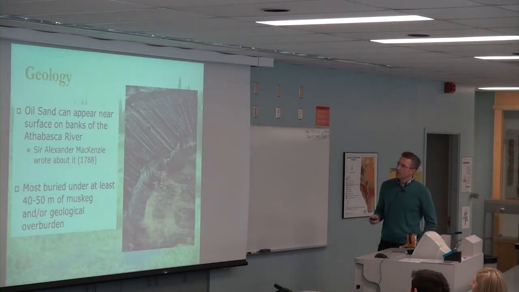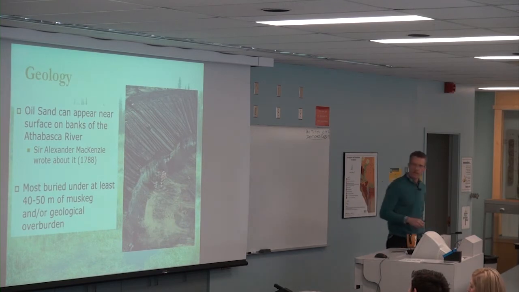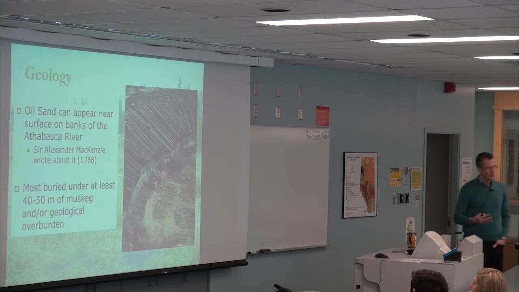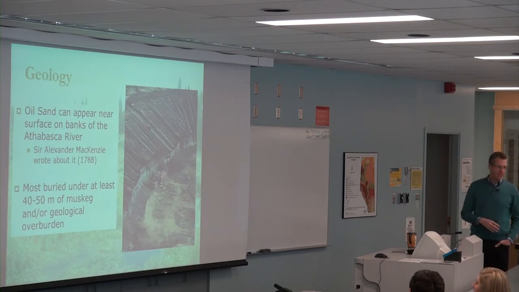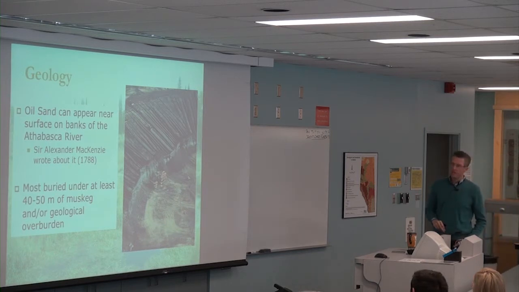If we look at the geology, just quickly, oil sands can appear near the surface of the banks of the Athabasca River. And just as a historical note, interesting, Sir Alexander Mackenzie wrote about it in his journal and his travels as far back as 1788. He wrote about these tar developments at the surface and coming out of the banks of the Athabasca River.